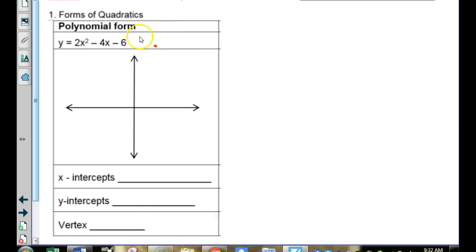So we don't have anything nice to be able to graph this. We could type it in our calculator. Does anybody know how we would find the x-intercepts, the y-intercepts, or the vertex given this cranky form that doesn't have those things?